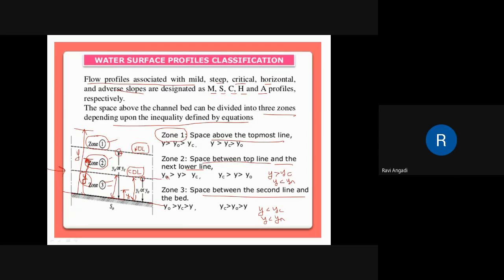But you have to remember the depth of flow with respect to the critical as well as the normal depth of flow. This is the normal depth line and this is the critical depth line. So apart from these two, the depth of flow could be here, or here, or here. Compare with respect to the critical as well as the normal depth line, and according to that, mention whether it is lying in zone 1, zone 2 or zone 3. I hope you all understood.